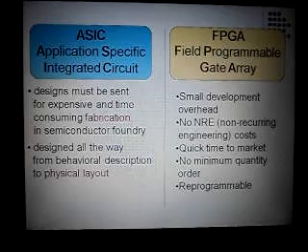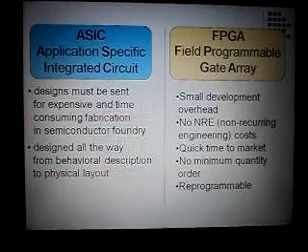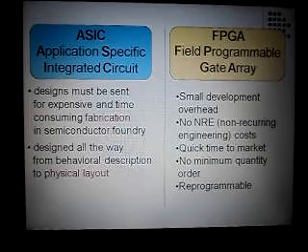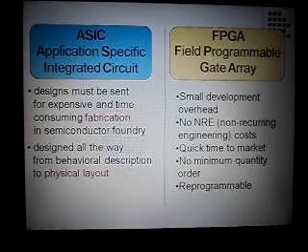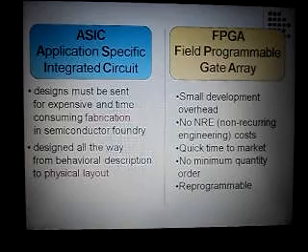Now, FPGA, field programmable gate array, has small development overhead, not much like ASIC. No non-recurring engineering cost, NRE. Quick time to market: FPGAs come into the market very quickly compared to ASIC, which takes too much time before coming to market. And no minimum quantity order from a business point of view. If you want a specific type of ASIC, you will have to order a minimum quantity at least. And FPGA is reprogrammable. You can reprogram it again and again, whereas ASIC is fixed.